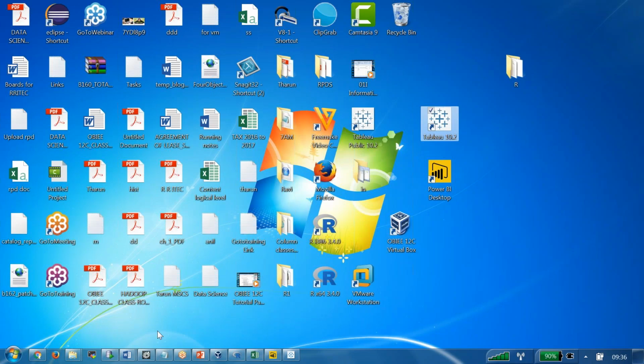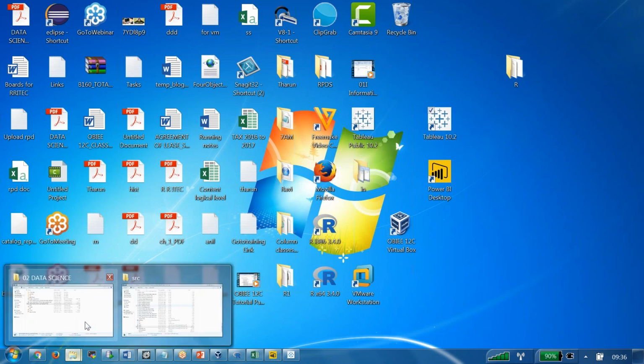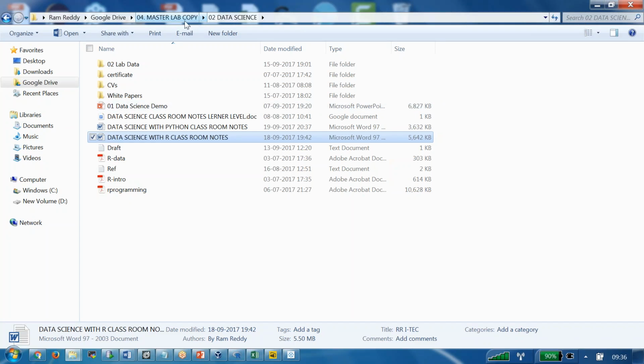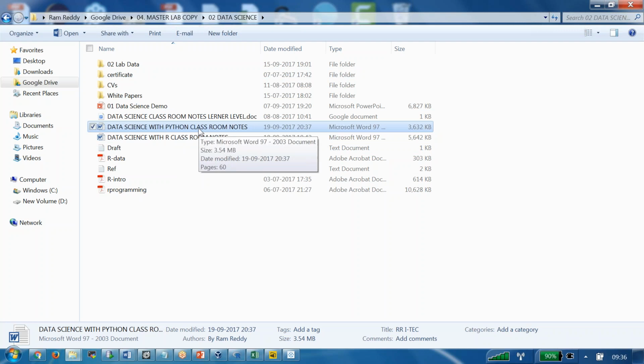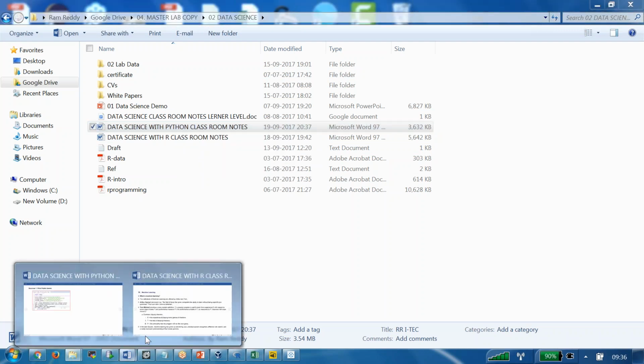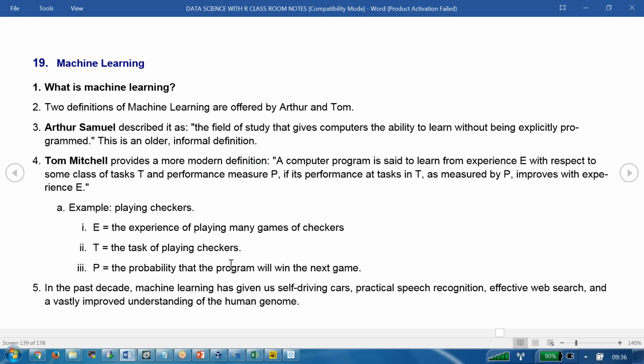And as part of this, I want to show what I am going to deliver. You are observing my notes, right? What is this? Data science. I developed here data science with R classroom notes, data science with Python classroom notes. Using these notes only, my total demonstration today went, right?